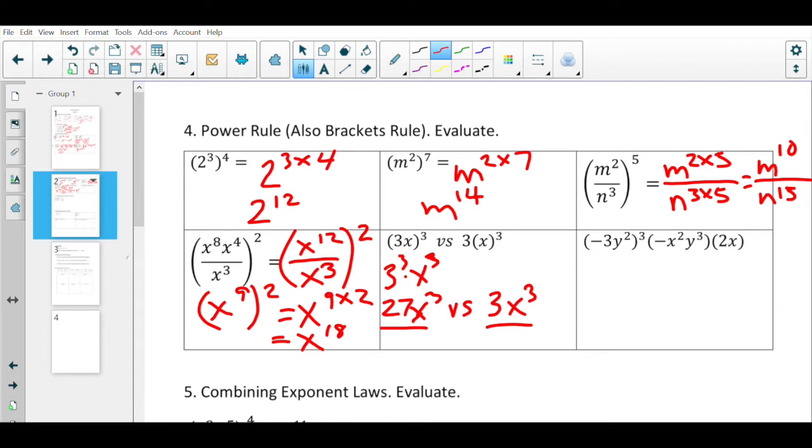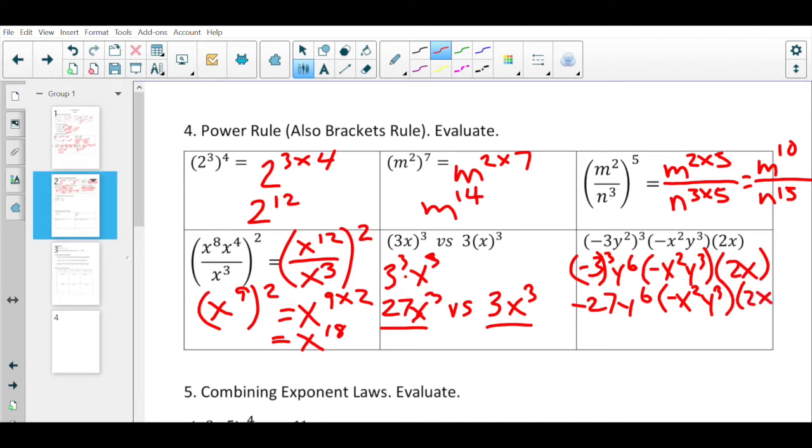All right, a bit more complex problem here. Let's work across. So that's negative 3 cubed. Remember, that's in brackets. Y to the 6th times negative x squared y cubed times 2x. So that is negative 27 y to the 6th negative x squared y cubed 2x. Just want to do one step at a time. Now let's combine everything. So that's negative 27. Let's do the x's first. That negative on the x will make this positive. It's like saying a negative and negative is positive, so we've taken care of that.